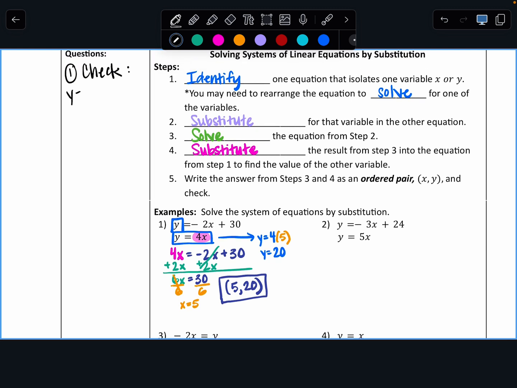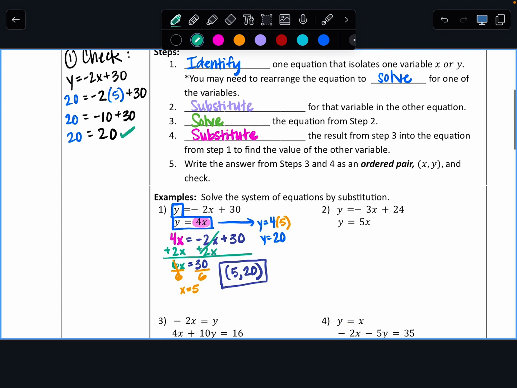So let's start with the first equation, y equals negative 2x plus 30. If y is 20 and x is 5, I'm going to plug that in here. So 20 equals negative 2 times 5 plus 30. So I have 20 equals negative 10 plus 30, and 20 equals 20. So that one works. Let's try it in the other equation.